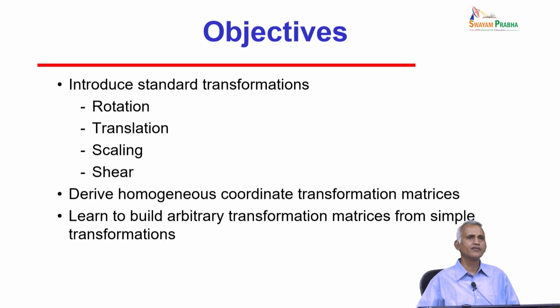Now, let us start with some introduction of the standard information. These are all the objectives, based on rotation, translation, scaling, shear. Based on these four, we require to map from domain to codomain. That is what we would have come across, bijective, injective, surjective, all the mappings and so on. Next idea is to derive homogeneous coordinate transformation matrices, and how to build arbitrary transformation matrices from simple transformations.